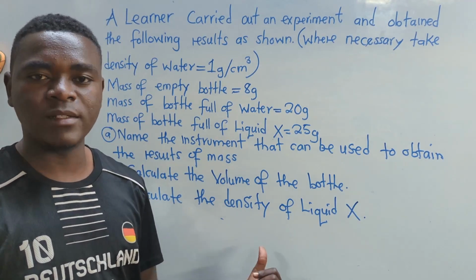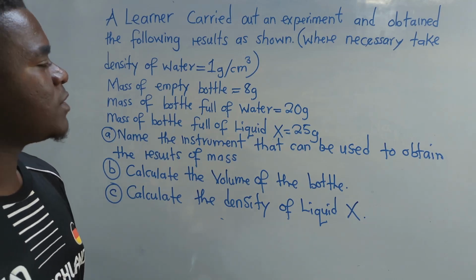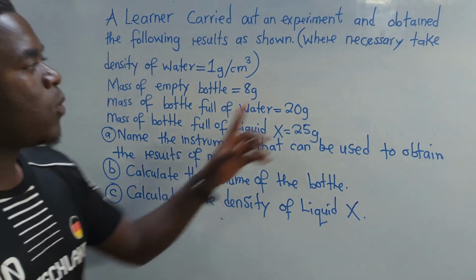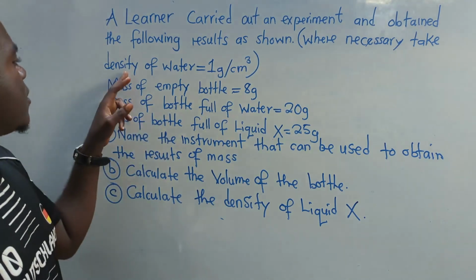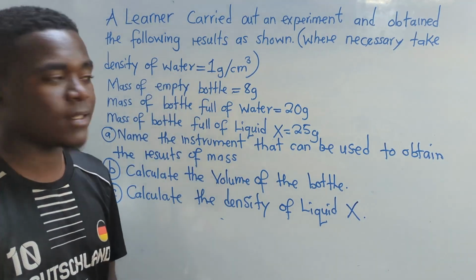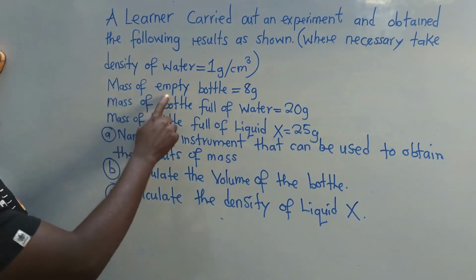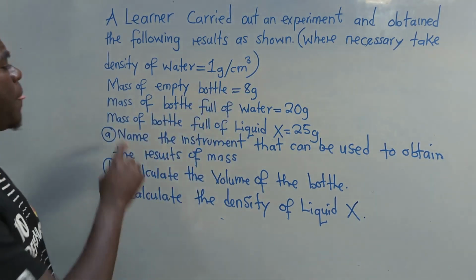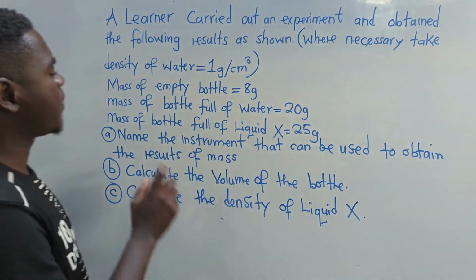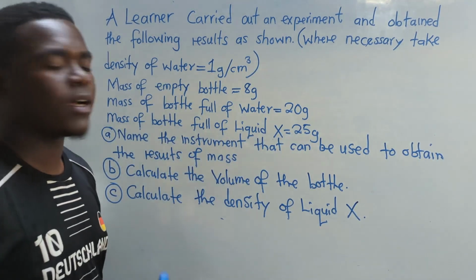This was B1. So the question is saying, a learner carried out an experiment and obtained the following results as shown. Where necessary, take density of water to be 1 gram per centimeter cubed. This is a wonderful question that is given. We are given the mass of empty bottle is 8 grams. The mass of bottle full of water, that is 20 grams. Mass of bottle full of liquid X, that is 25 grams.